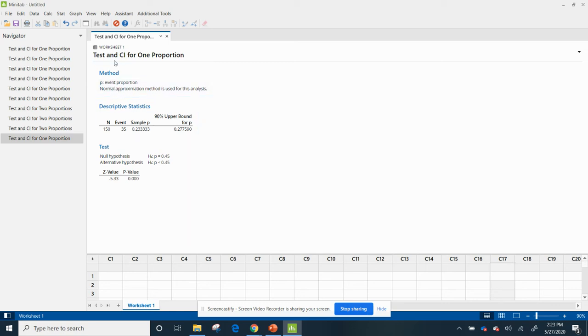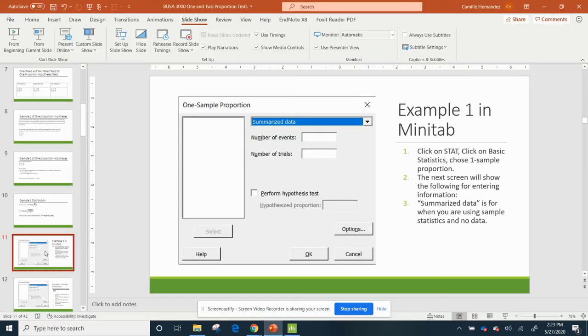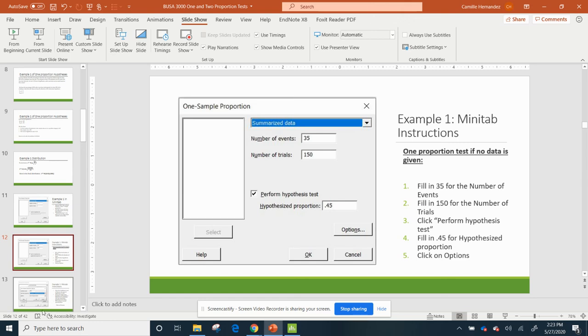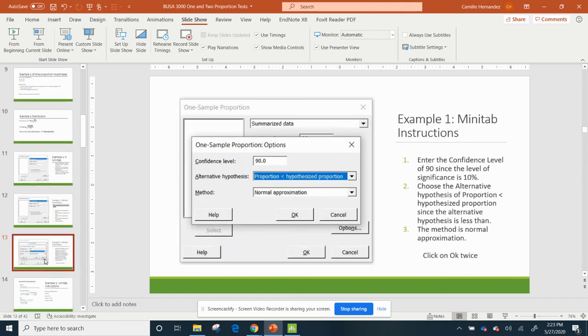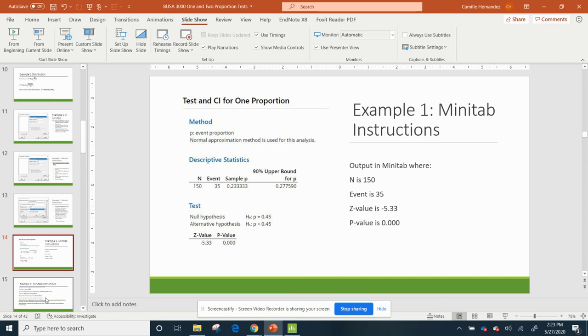Okay, so it's telling me I'm doing a 1 proportion test. It gives me 150 as my sample size, 35 is my event, sample P, which is 35 divided by 150. It gives me the upper bound of a 90% confidence level. So here's my hypotheses, okay? And the most important thing, remember, is that less than symbol. Z value is negative 5.33, and my P value is 0. And again, in the hypotheses, I have everything you need right here, showing you how I did that so that you can follow along if you get lost.